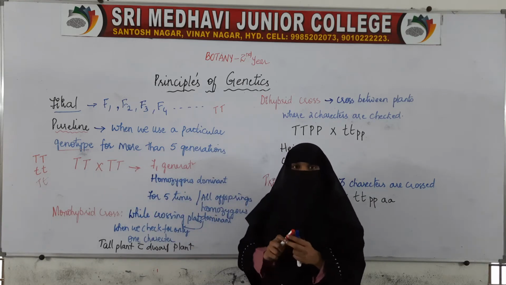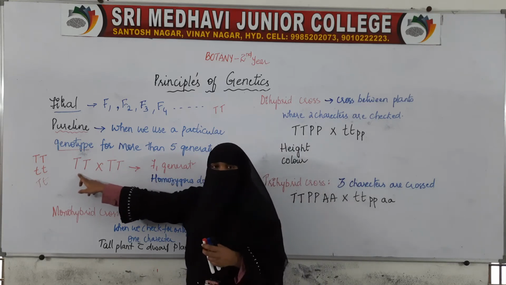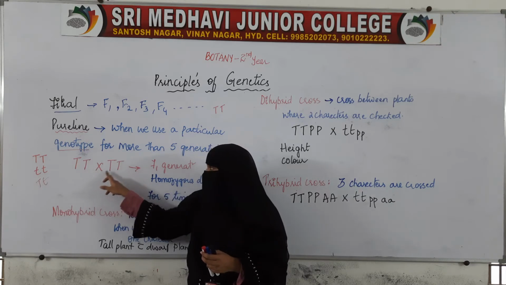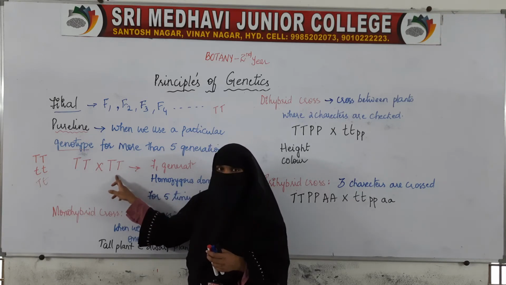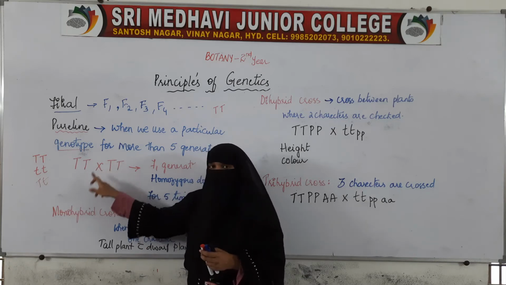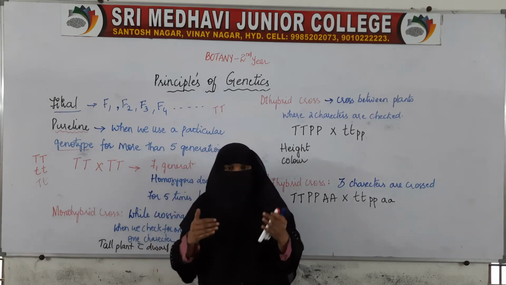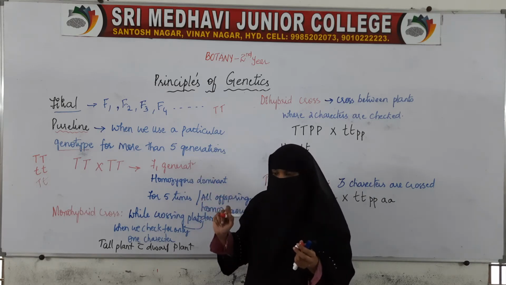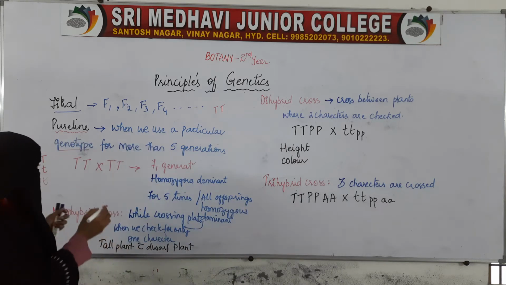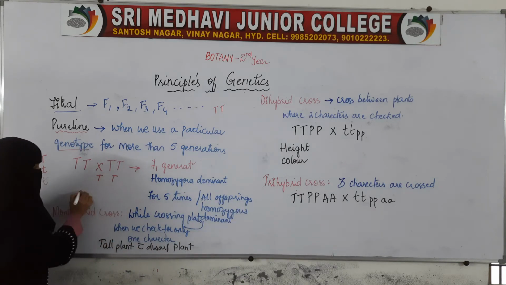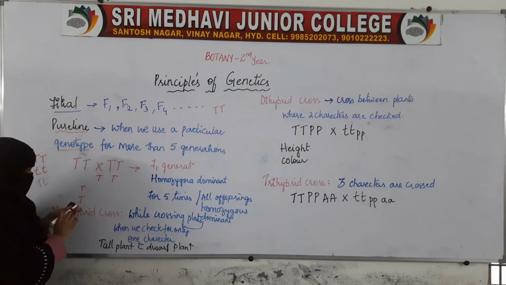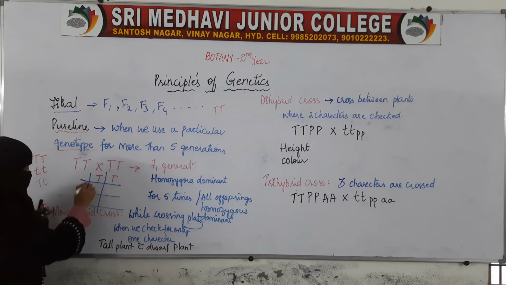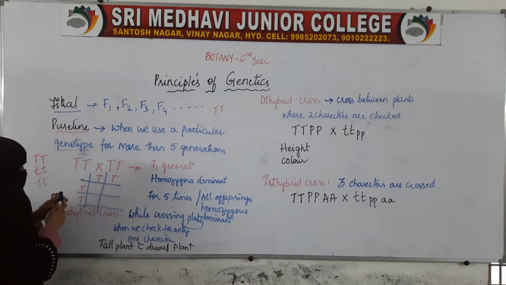For example, now we have taken this homozygous genotype, both capital T, and I am crossing it with the same genotype. When 2 plants of the same genotype are crossed, what will we get in the F1 generation? If I make a box, TT on one side, TT on the other side, and make the cross, what will I get?